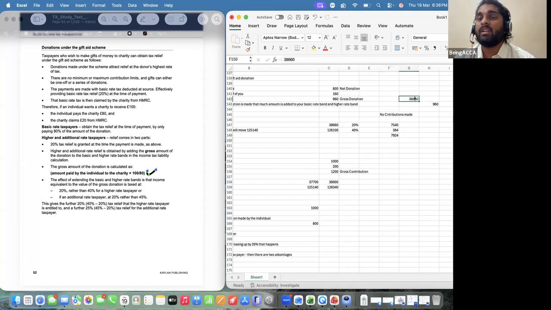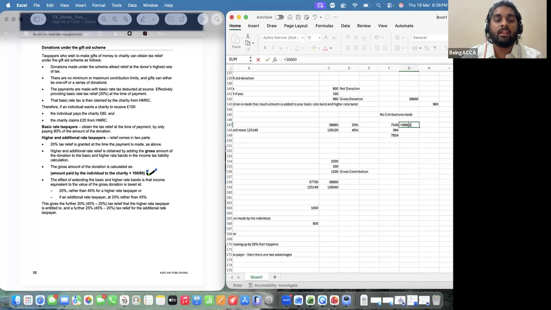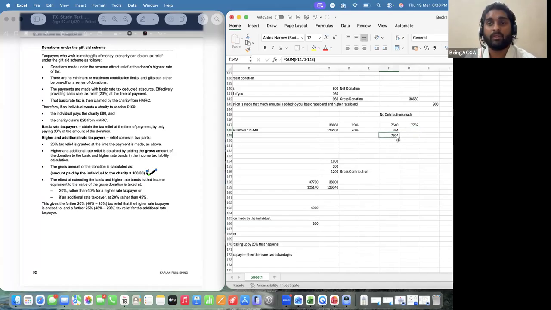What will happen? The basic rate band will extend to 38,660, which means the entire amount of this individual, 38,660, is now being taxed at 20%. So that means earlier he was paying 7,924 pounds of tax, but now he's paying only 7,732 pounds. And that is how the tax savings work.